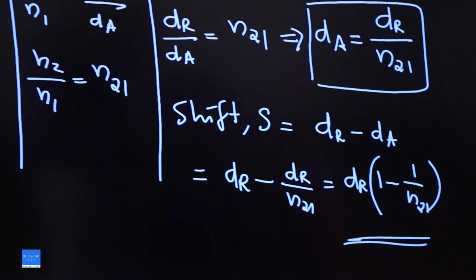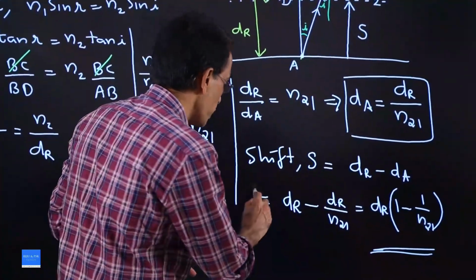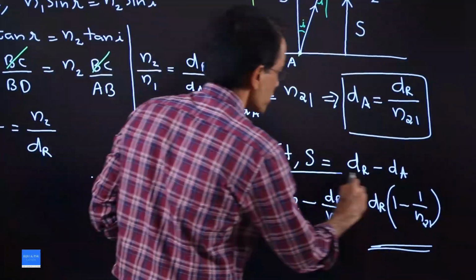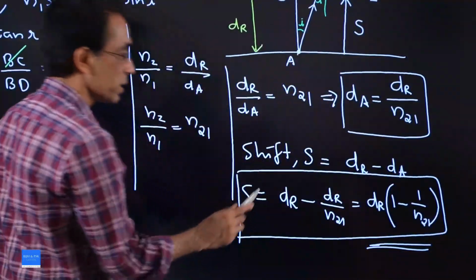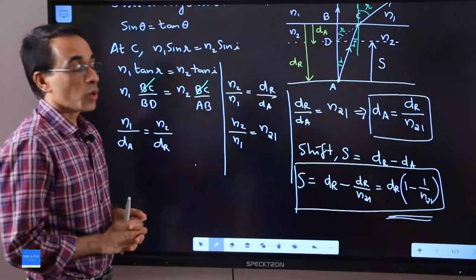So what we derived? The equation for the apparent depth and the equation for the shift of the bottom. Two important points: shift and apparent depth. Hope it's clear. So my dear students, we have done basics of refraction and reflection so far.